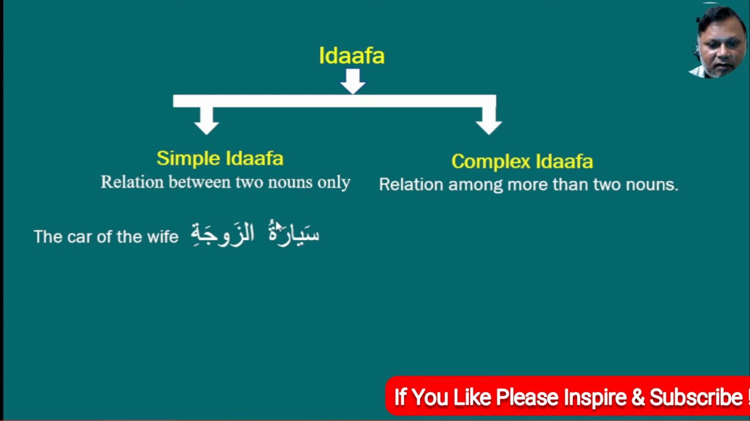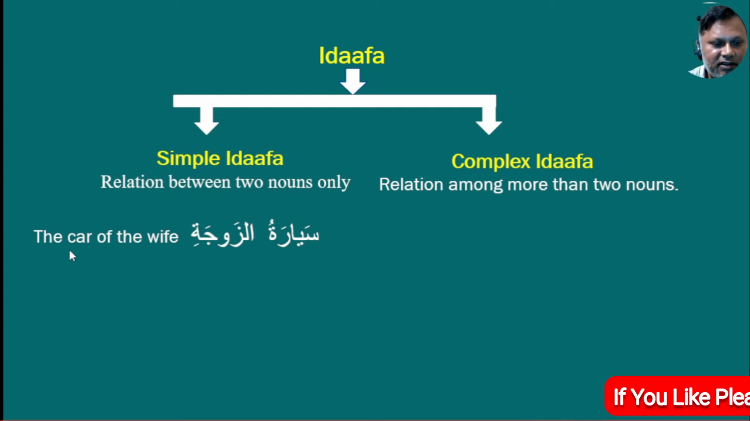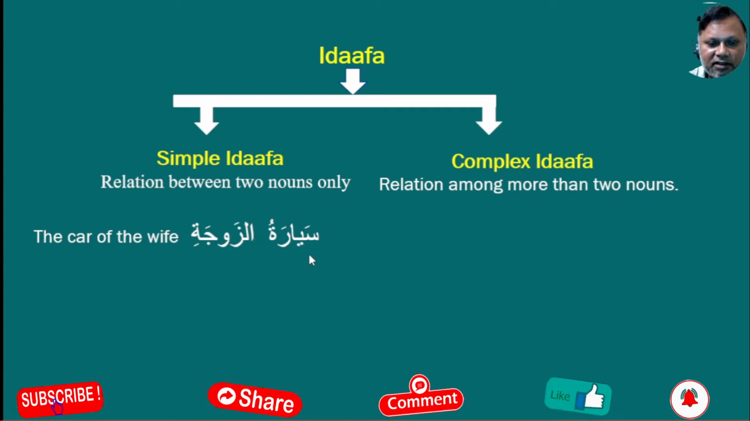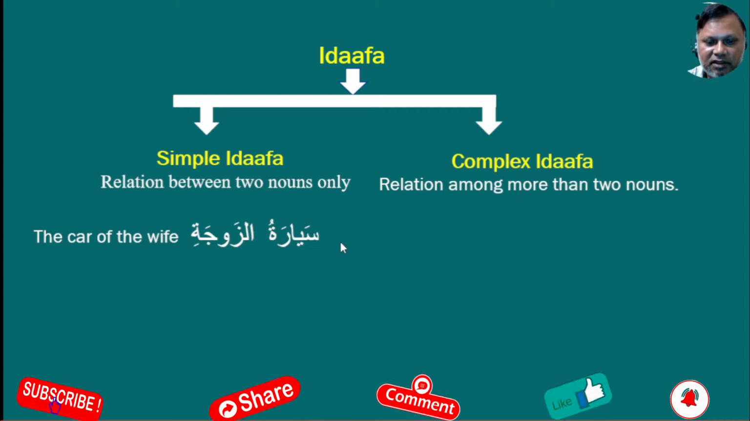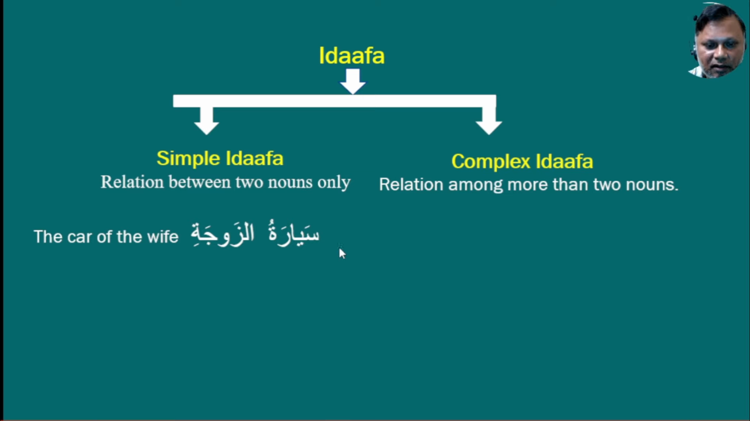As the car, the first term cannot take "al". So though here there is "the car", you cannot put "al" here. There will be Sayyaratu only, without "al". And the second term, the wife, here we have put "al" because the second term can be definite or indefinite, anything. So Sayyaratu al-Jaujati, the car of the wife. This is the simple relation between two nouns.